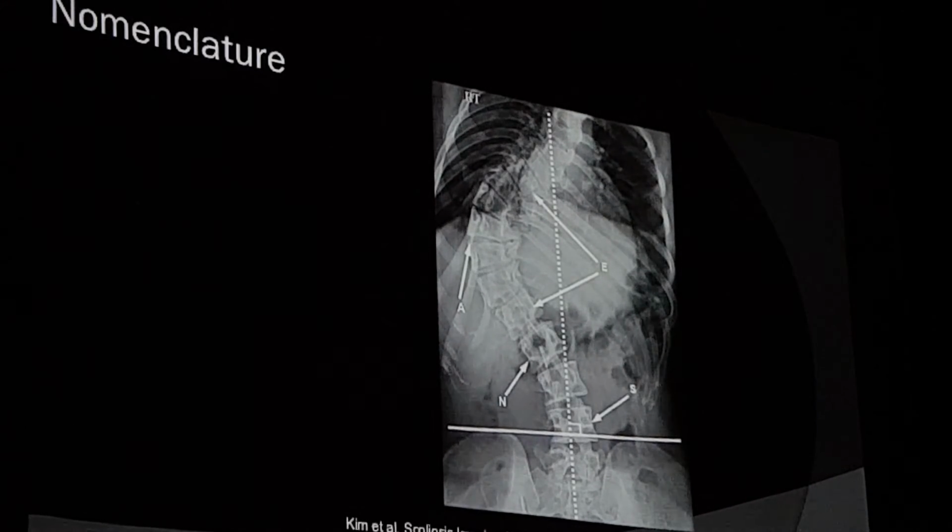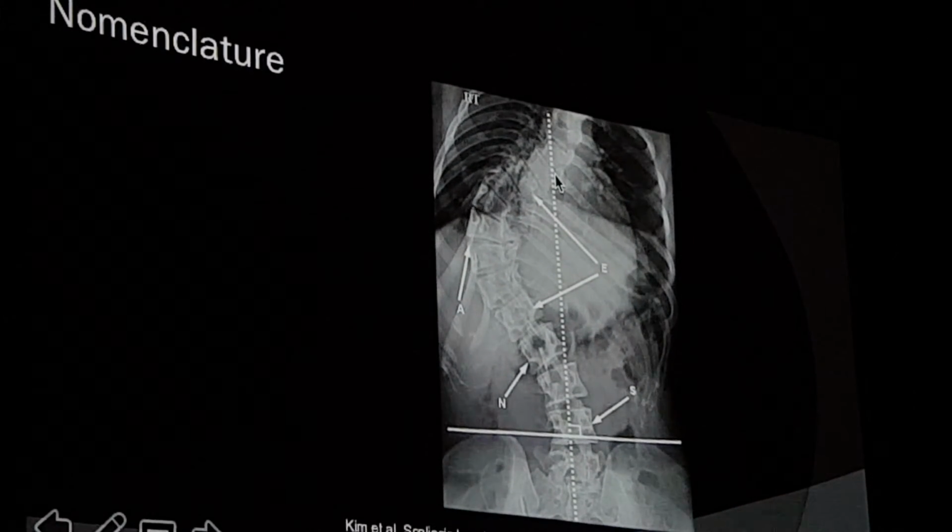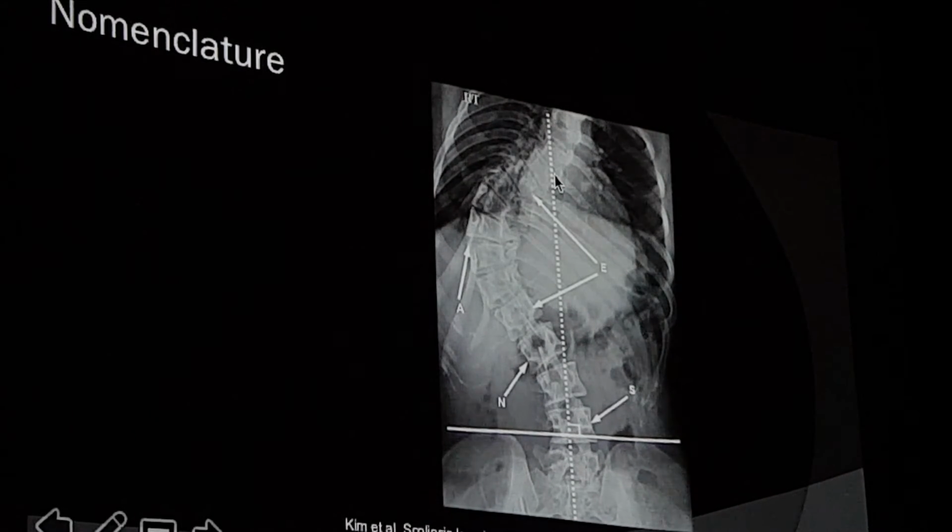Okay. But when you say, where does the curve begin? That's where even radiologists get confused. You will think that the curve will begin here. But actually the curve begins at the vertebra which is most angulated. So it's going to be that one. This is more angulated than this, is more angulated than that. So this is the superior end vertebra. And this is the inferior end vertebra, because the angulation here is not as much as the other one.